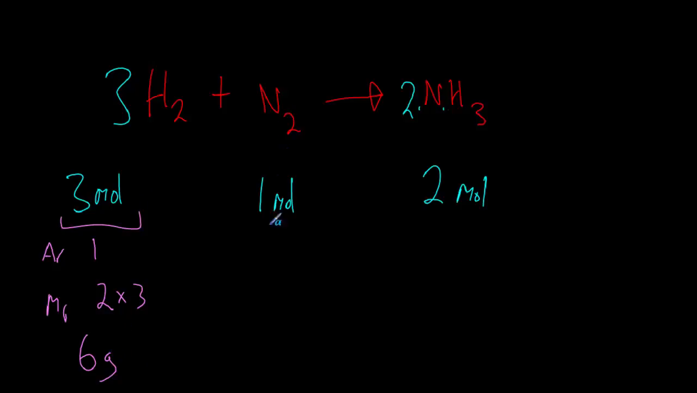Now we have 1 mole of nitrogen gas. The AR of nitrogen is 14. That means that the formula mass of nitrogen is 2 lots of 14 because it's N2, and that would be 28. And 1 mole of nitrogen just weighs the formula mass, and so we are going to have 28 grams. And so even though we are reacting 3 moles of hydrogen with 1 mole of nitrogen, the nitrogen weighs a lot more, 6 grams of hydrogen and 28 grams of nitrogen.